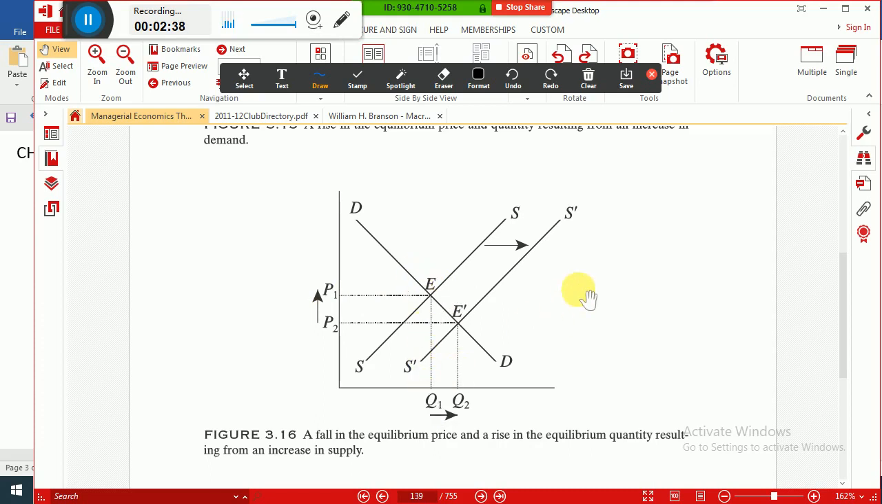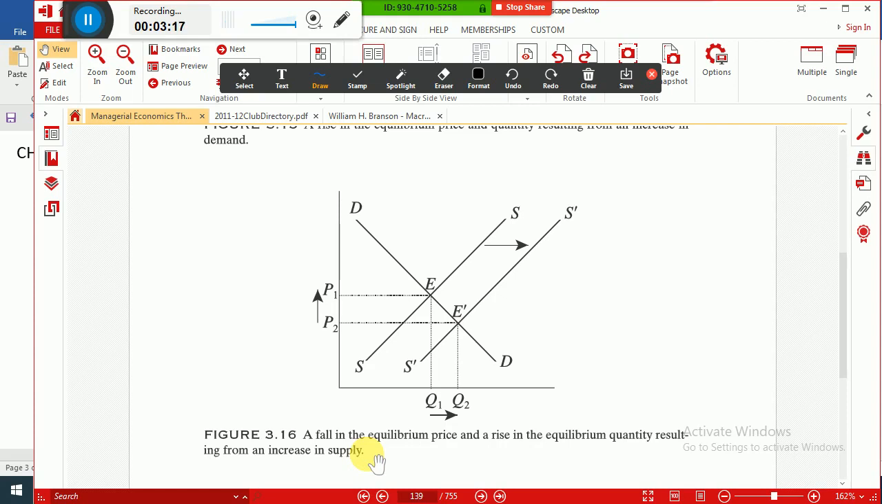Now when there is an increase in supply, the new equilibrium point is E dash, because the new supply curve S dash S dash intersects the unchanged demand curve at point E dash, where equilibrium quantity has increased from Q1 to Q2 and price has decreased from P1 to P2. As you can see here, a fall in equilibrium price and a rise in equilibrium quantity result from an increase in supply. So this is the case when supply increases.